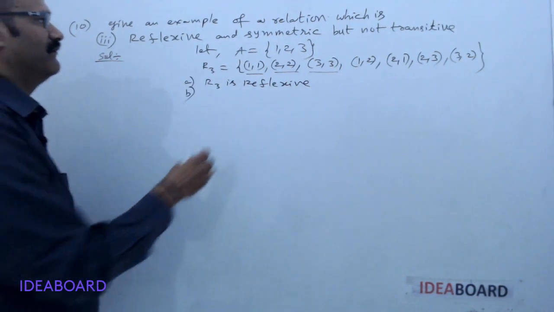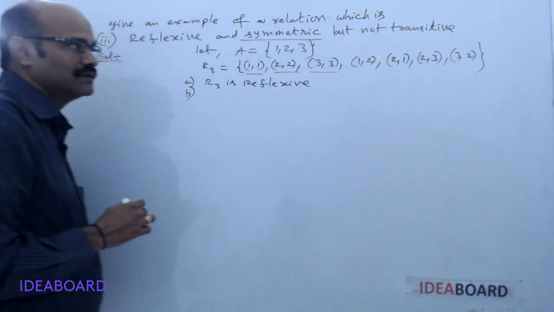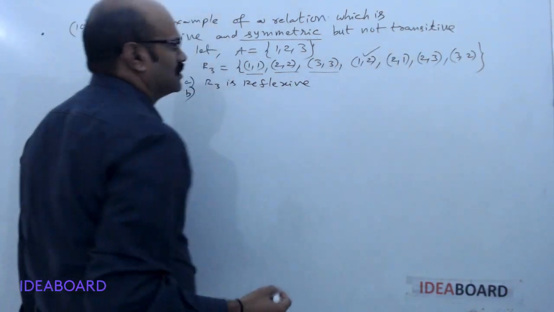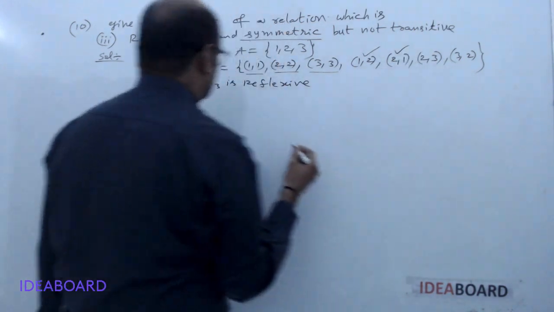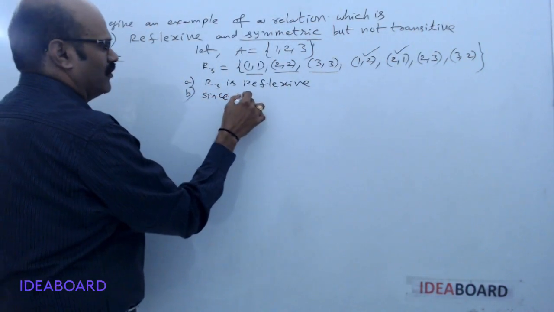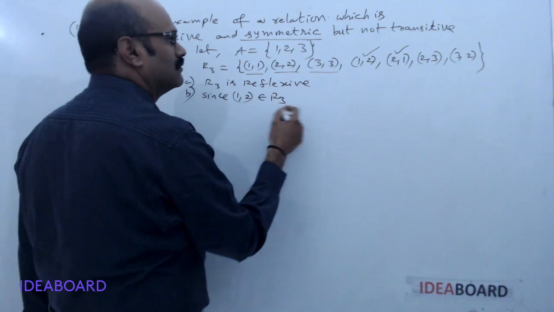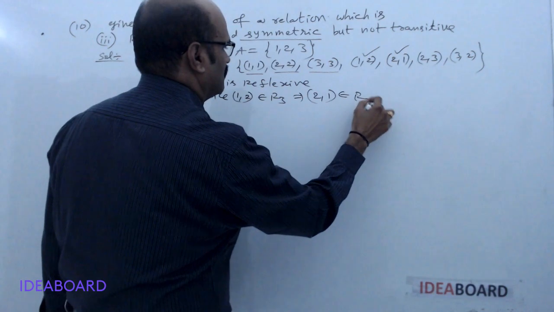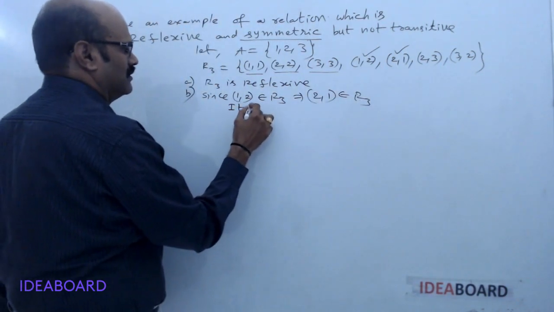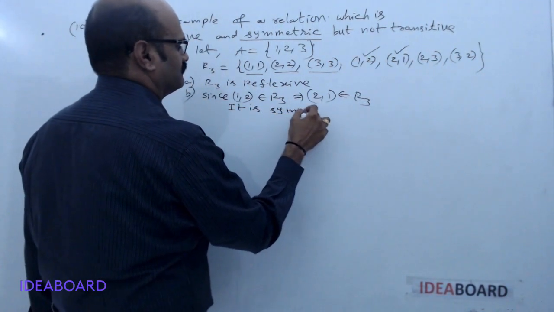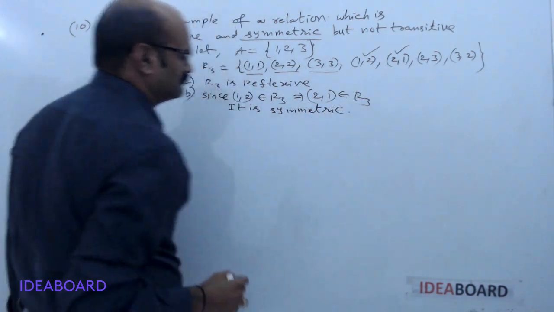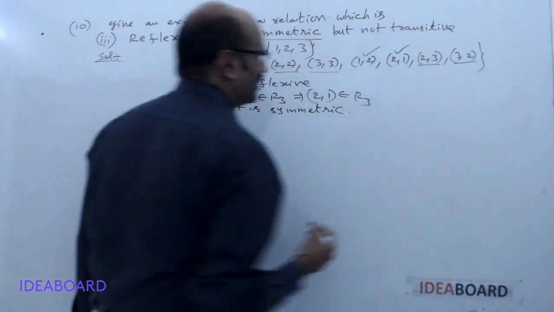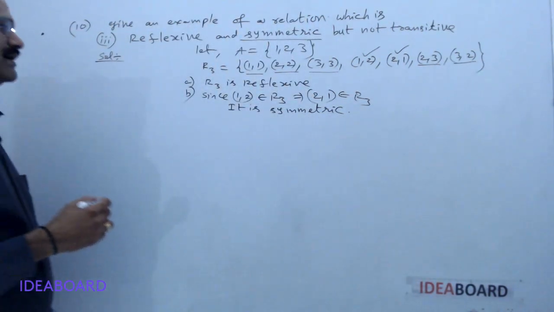Next we have to verify whether it is symmetric or not. Since (1,2) belongs to R3, (2,1) also belongs to R3. Since (1,2) belongs to R3 implies (2,1) belongs to R3, it is symmetric. Also (2,3) belongs to R3 and (3,2) also belongs to R3. So it is symmetric.